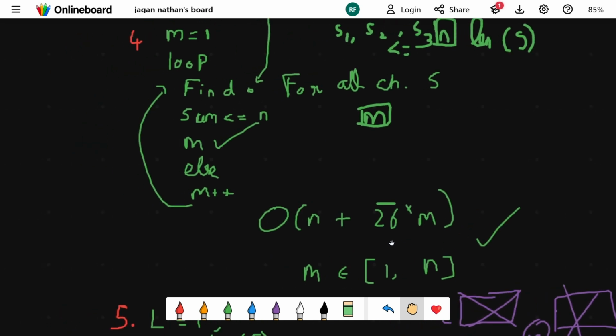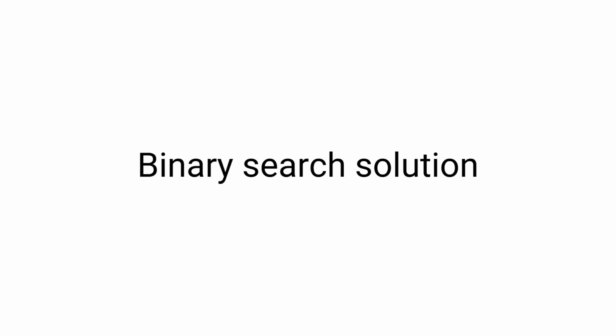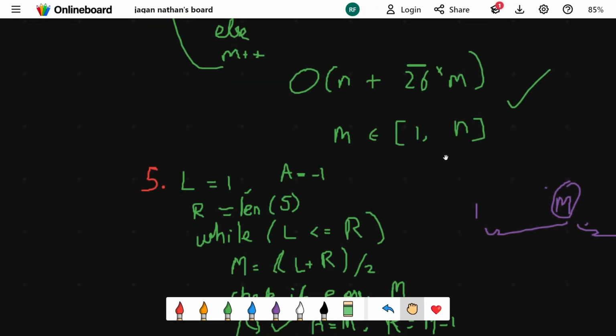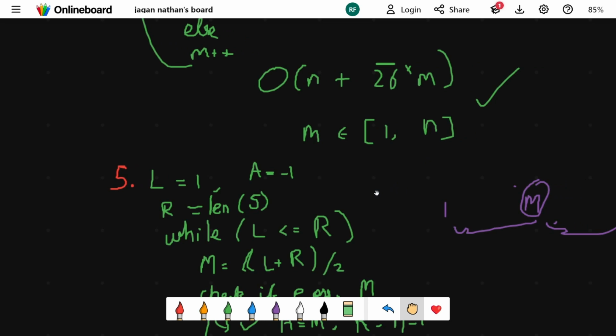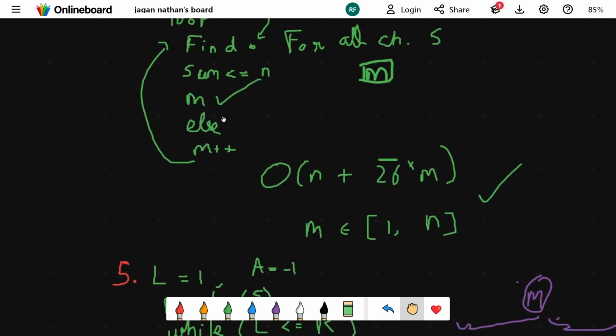But this is acceptable, but this is not the most efficient solution. So how can we make this more efficient? Well, we can do a binary search on answer, and the answer here is the number of repetitions.